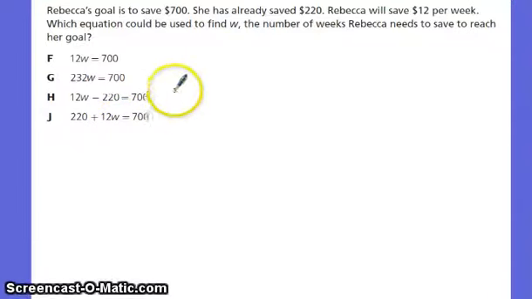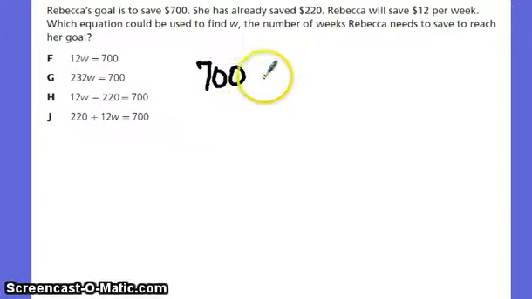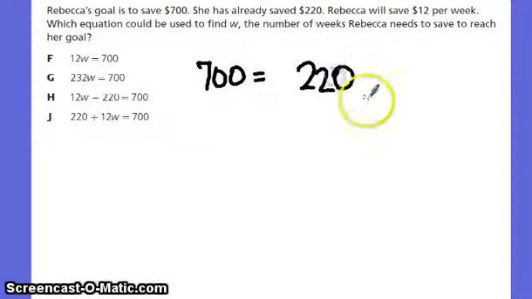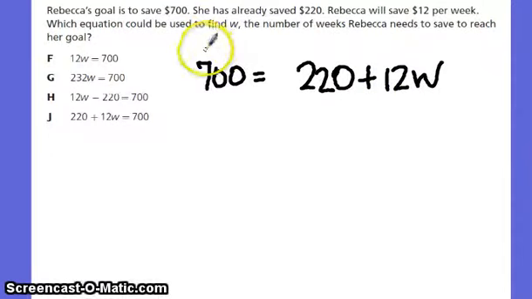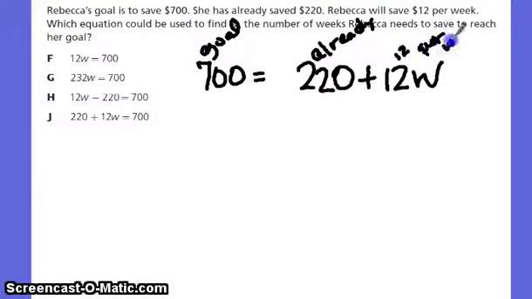Rebecca's goal was to save 700. So 700 is what she wants to get. She's already got 220. Okay, so 220. And she's going to save $12 per week. So here's her goal, her total. She already has 220. She's going to save $12 per week. And it doesn't want us to solve it. It just asks which of these equations could help us find her goal.